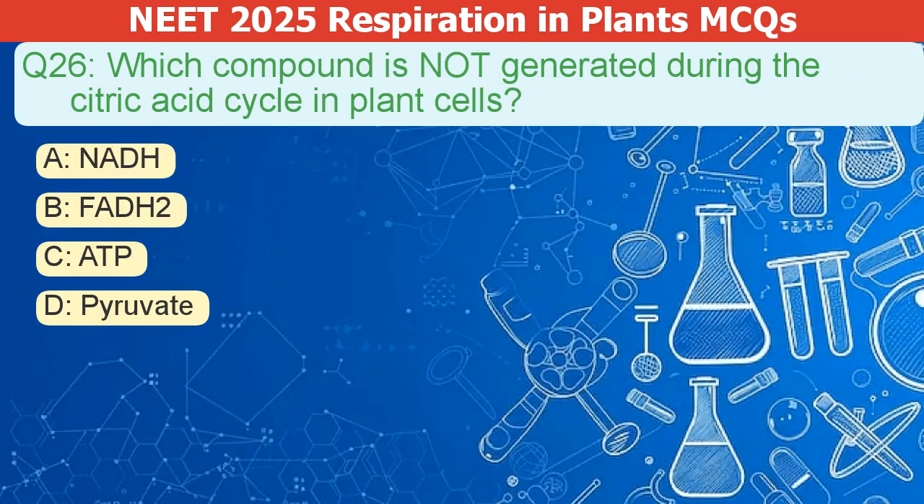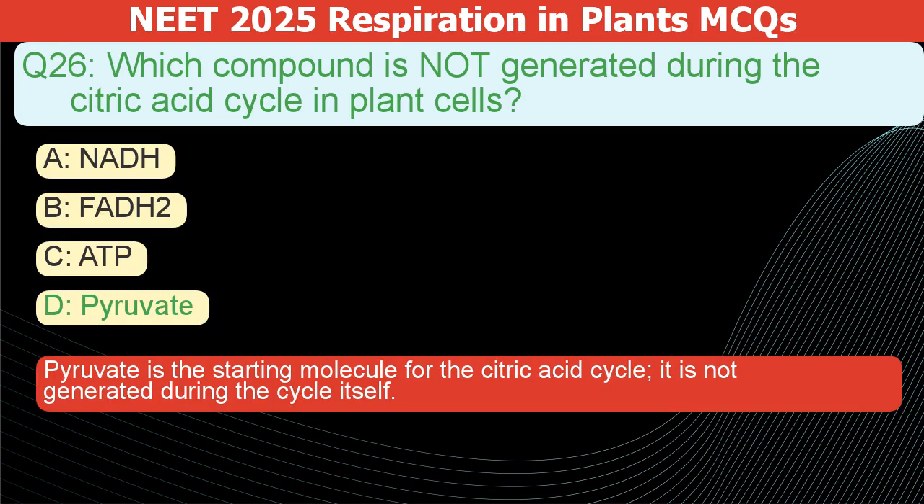Which compound is not generated during the citric acid cycle in plant cells? A. NADH. B. FADH2. C. ATP. D. Pyruvate. The correct answer is D. Pyruvate is the starting molecule for the citric acid cycle. It is not generated during the cycle itself.